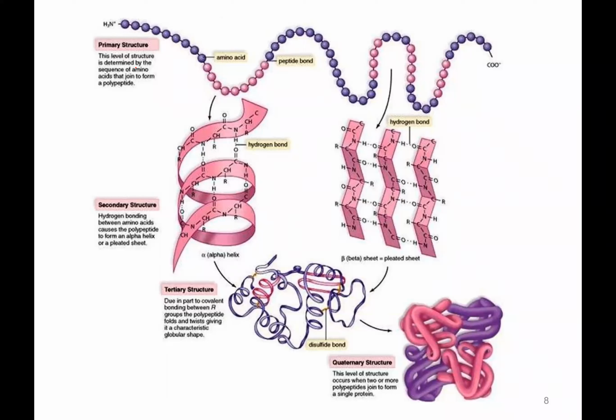So this is a summary of what we'll discuss in just a second. Proteins, the way they're formed, have structures. There's a primary structure, like here, a secondary structure, a tertiary structure, and a quaternary structure.